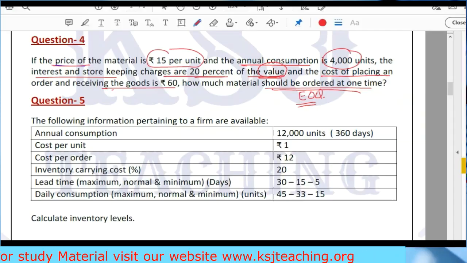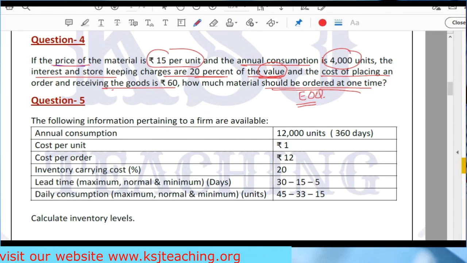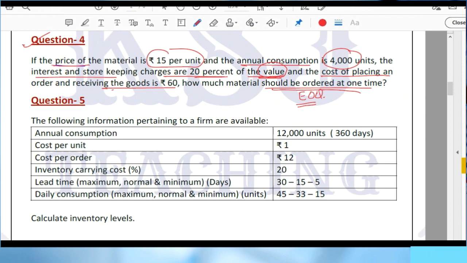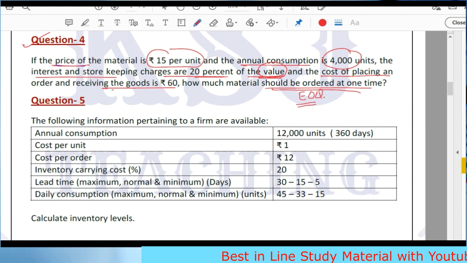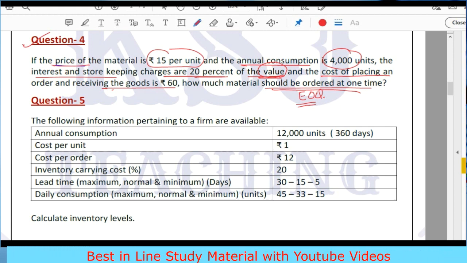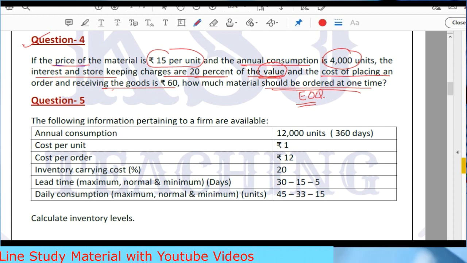Now, let's see question number 5. Question number 4 is done now. Question number 5. The following information pertaining to the firm are available. Annual consumption 12,000 units, 360 days. Cost per unit is rupee 1. Cost per order is rupees 12. Inventory carrying cost percentage is 20.